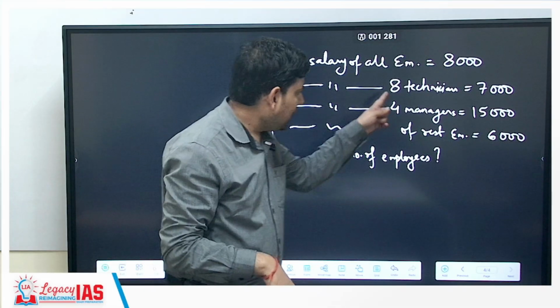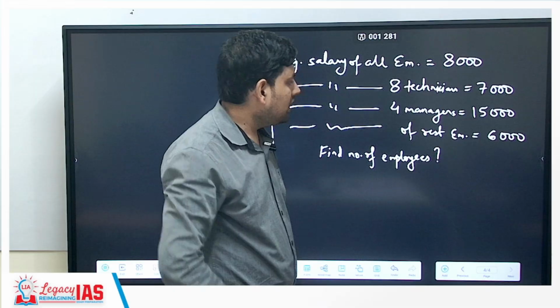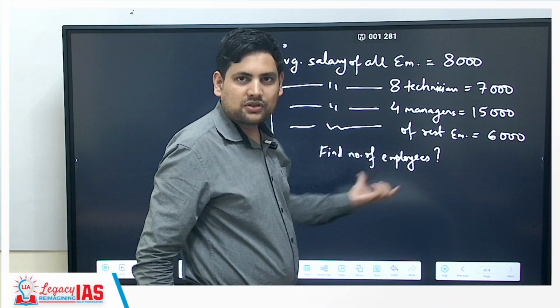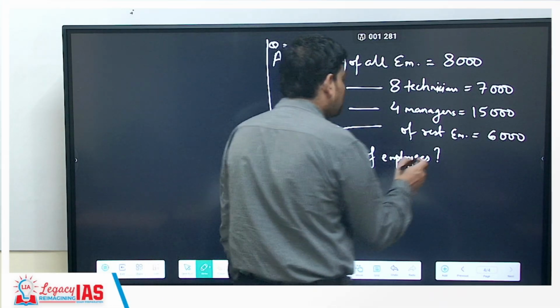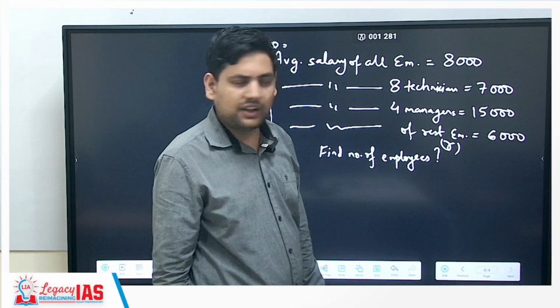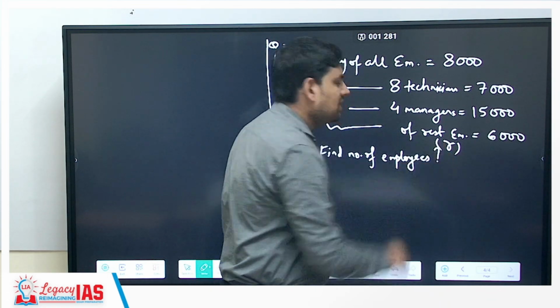Now this 8, 4 is fine. Rest employees, what is rest employees? Here the exact number is not given to you. If the exact number was given, you could have added the number of employees anyway. So rest employees, you have to assume it to be, let's say, R. Any variable you can assume. So let the number of rest employees be R.